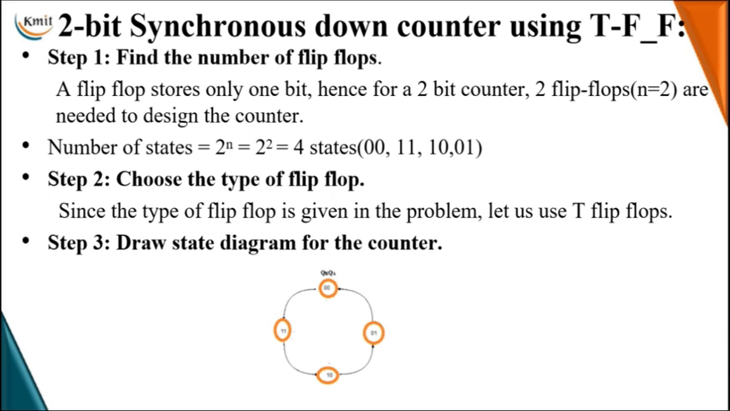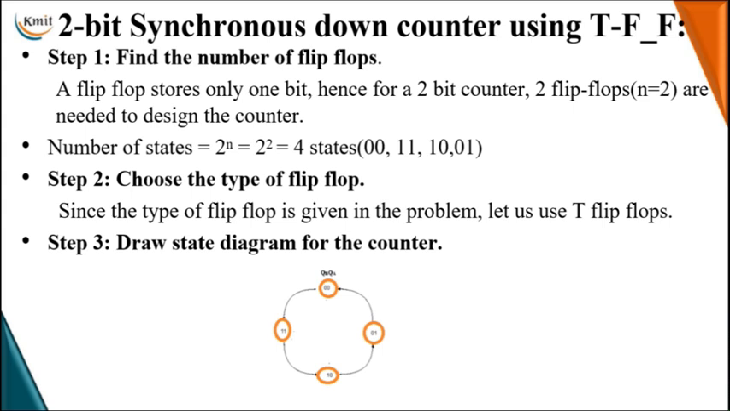Now let me choose your question first. They have given the question, which is 2-bit synchronous down counter designing using toggle flip-flops. So let me find the number of flip-flops to be used. As it is given directly in the question itself, 2-bit, here I need to use 2 flip-flops, since each flip-flop can hold 1 bit of data, so you have to use 2 flip-flops.